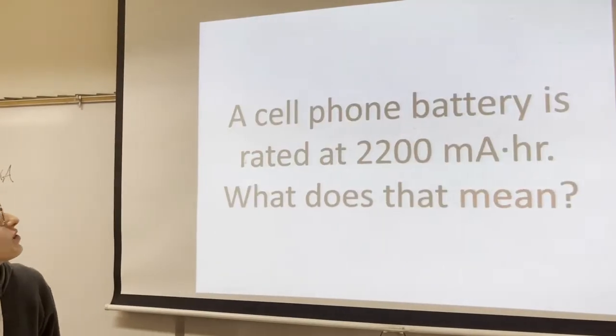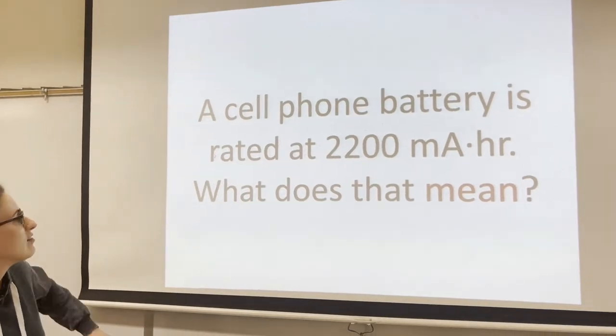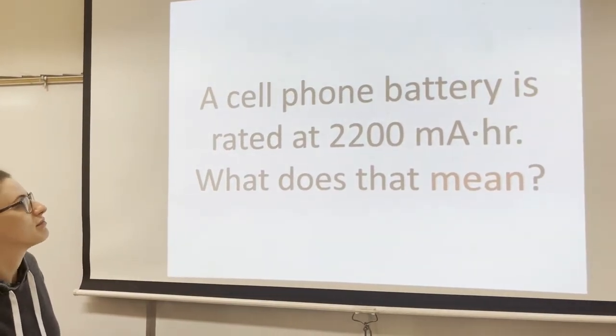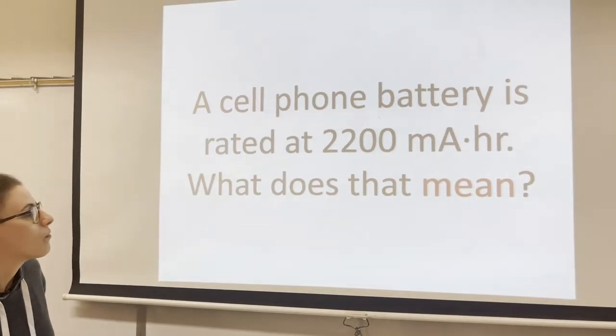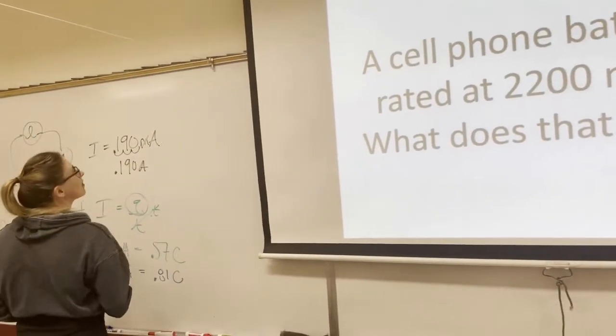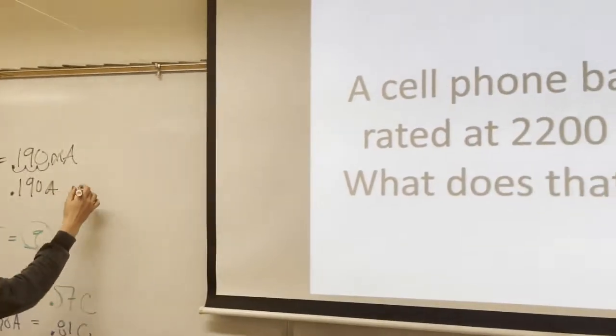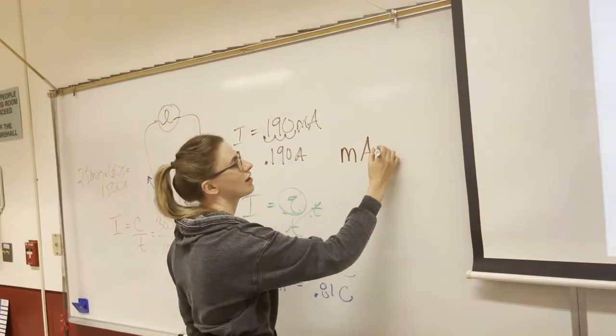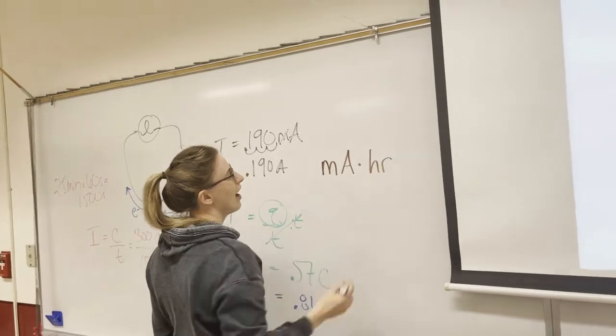Okay, so a cell phone battery is rated at 2200 milliamp hours. What does that even mean? Now, there was a time, boys and girls, when cell phones had removable batteries. They're not built that way now because they want you to buy a new cell phone.